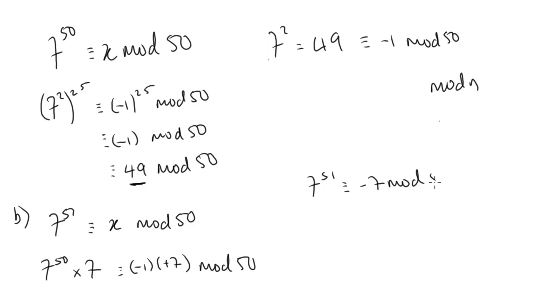And again, I want to give my answer between 0 and 50. So just adding 50 to it, I get 7 to the power 51 is congruent to positive 43 in modulo 50. So 43 is our answer for the second one, part B.